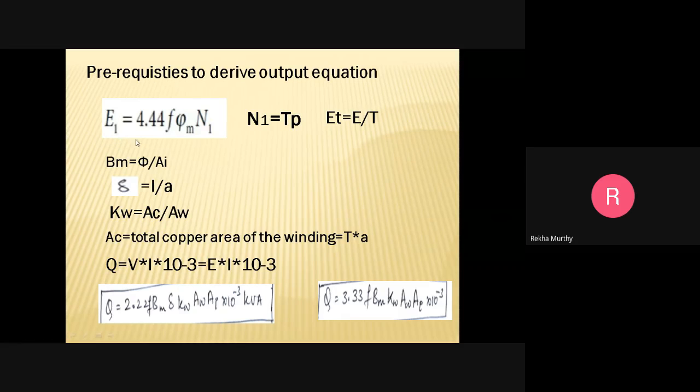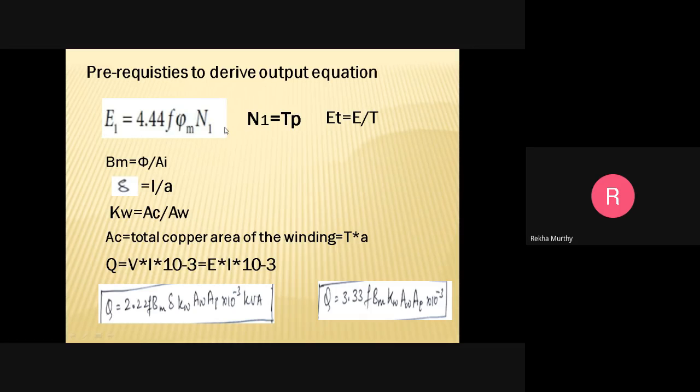So in the lower semester, you have indicated the suffix as 1. And what is N? Capital N1 is the number of turns of the primary coil. What is psi m? Maximum flux. F is frequency. Okay, now fine, this is what you studied in the lower semester.